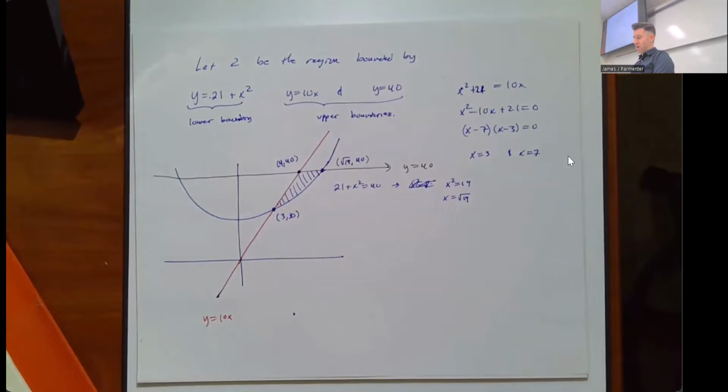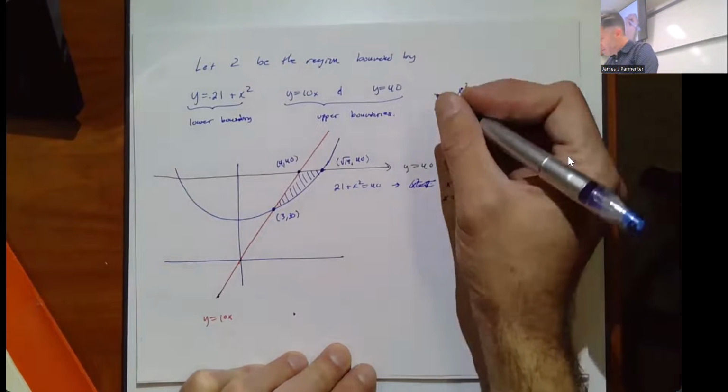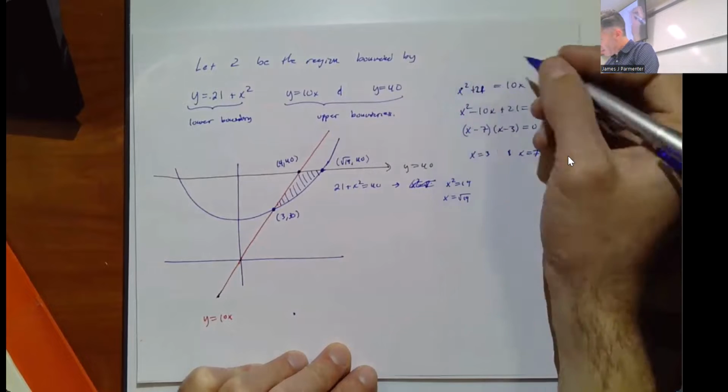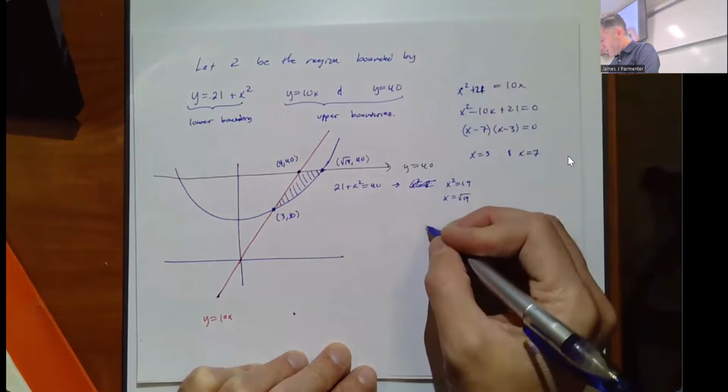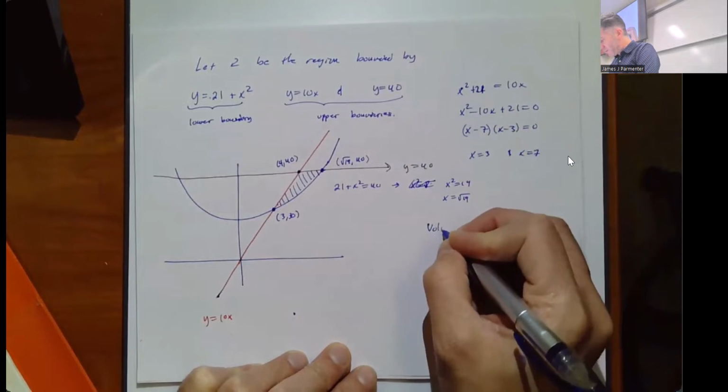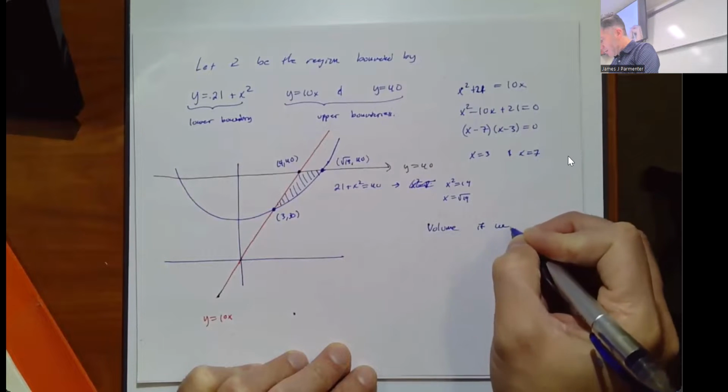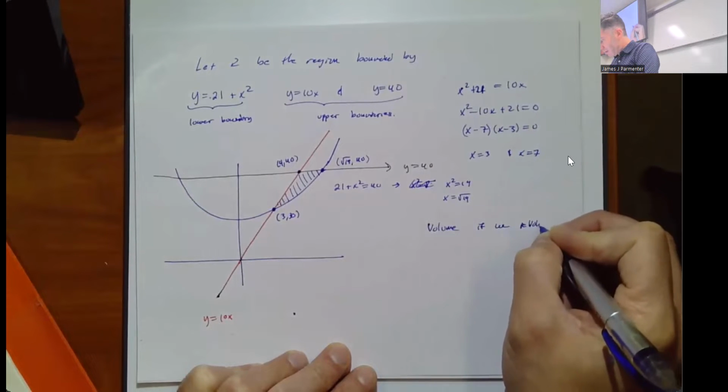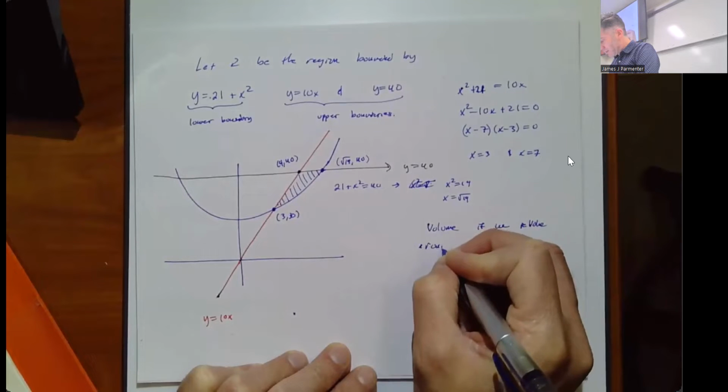And what are we doing? We didn't write the whole question, because I always fail to write it since I get too distracted. We're revolving around the x-axis. Oh, what a bummer. So what's the volume if we revolve around the x-axis?